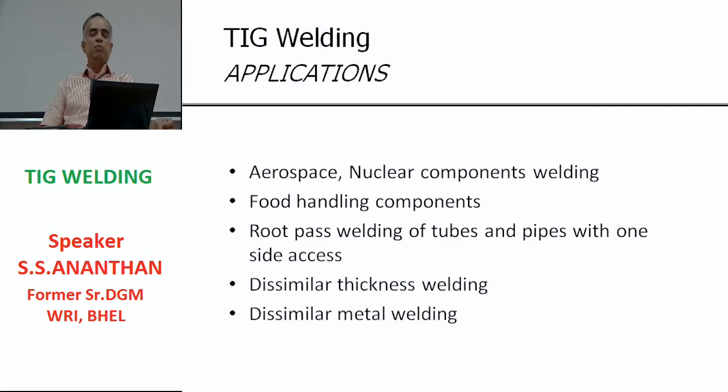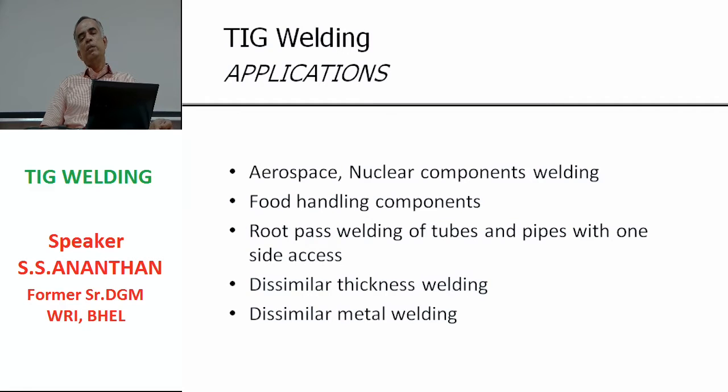And where there is dissimilar thickness welding, this process is also finding a very wide application. Thicknesses ranging from, for example, 1 millimeter thick tube to 100 millimeter thick tube sheet in heat exchangers are very common using this particular process.